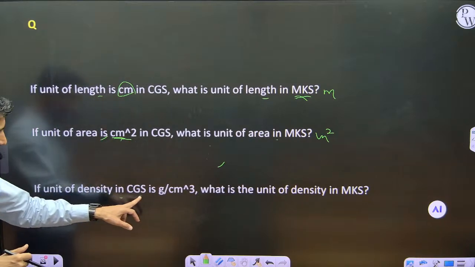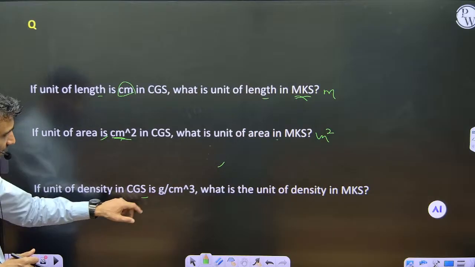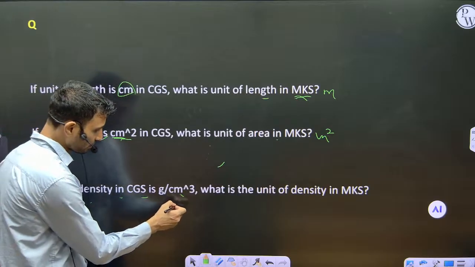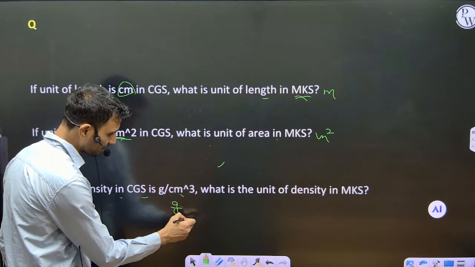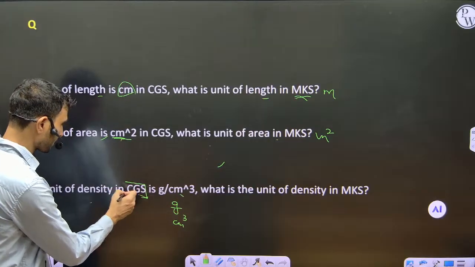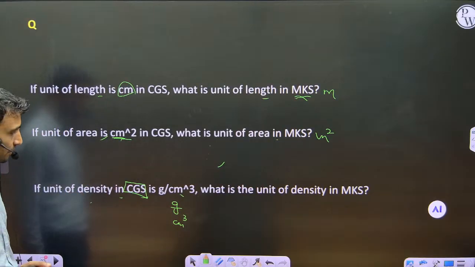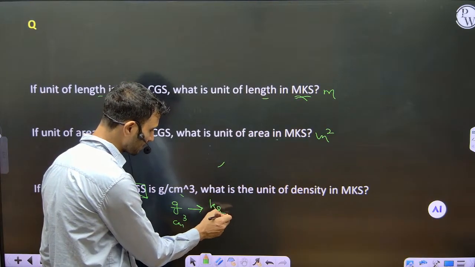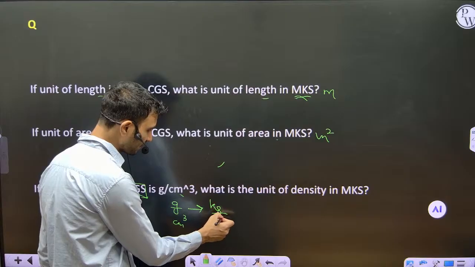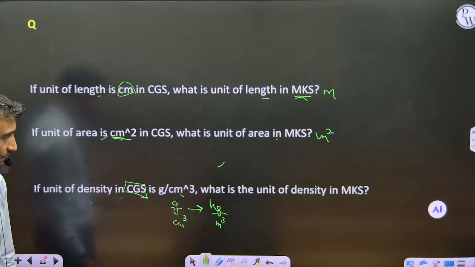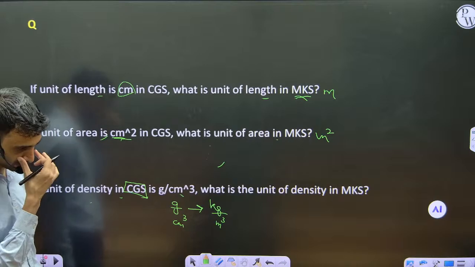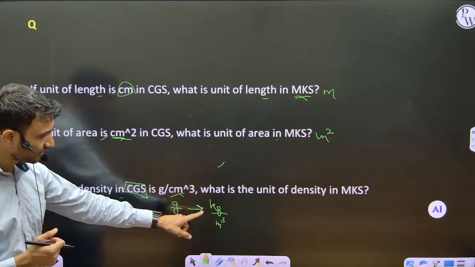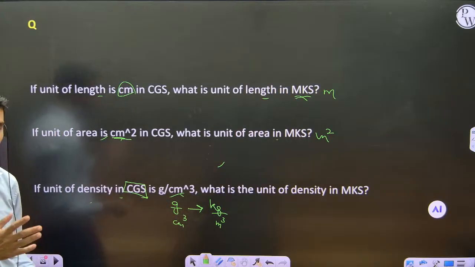What is the unit of density? If the unit of density in CGS is gram per centimeter cube, what is the unit in MKS? Now we are going to write it in MKS. Can you tell me what it will be? Gram will become kg, centimeter will become meter, whole cube. So it becomes kg per meter cube. So if you know the units in CGS, you can write the unit in MKS also. The corresponding terms you have to change.